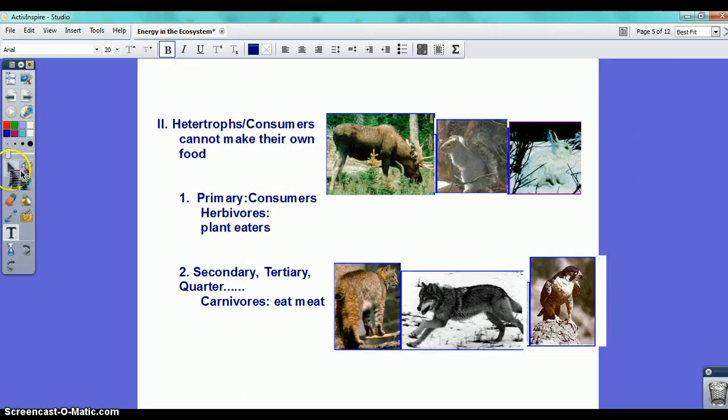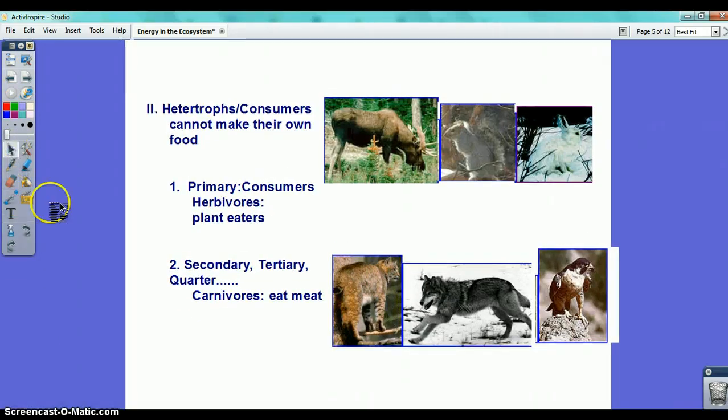Then you have heterotrophs, which are consumers. These are organisms that cannot make their own food. The first consumers are called primary consumers. They are the organisms that eat plants, called herbivores for plant. Secondary or third level or fourth level consumers all are meat eaters, which are called carnivores.